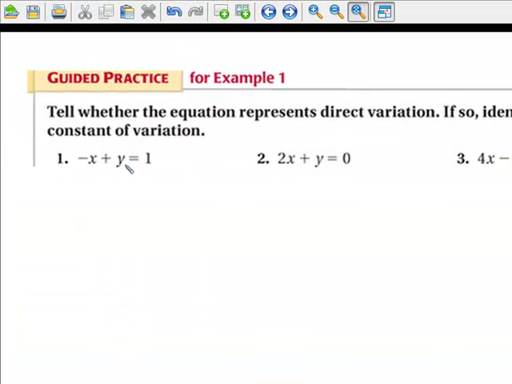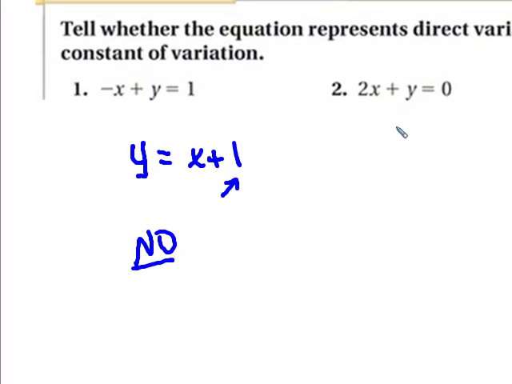To tell whether or not it's direct variation, the first thing we need to do is put these in the form where we solve for y. And we have to see, well, does it end up being y equals ax? Basically ax plus 0. So the first thing I'm going to do is add x to both sides here. And when I do that, I get y equals x plus 1. Well, right there, my y-intercept's not 0, so the answer is no.